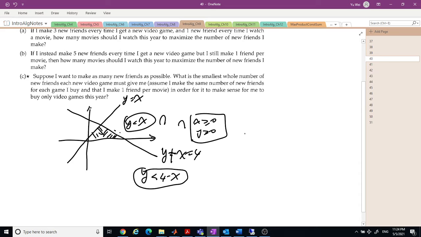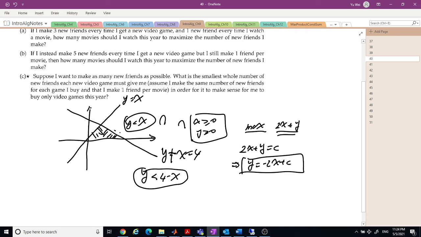Now for example, we want to find the maximum value of 2x plus y. Okay, let's see how we can do it. So 2x plus y, let's say it equals c, right? So we can have y equals negative 2x plus c. So we can see if c is 0, right? So this line is something like this.